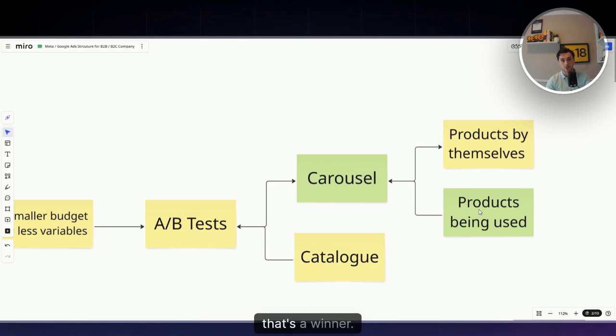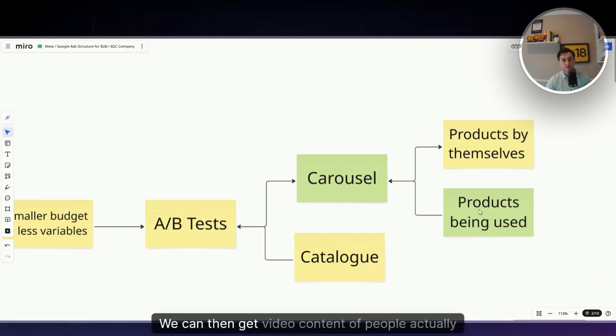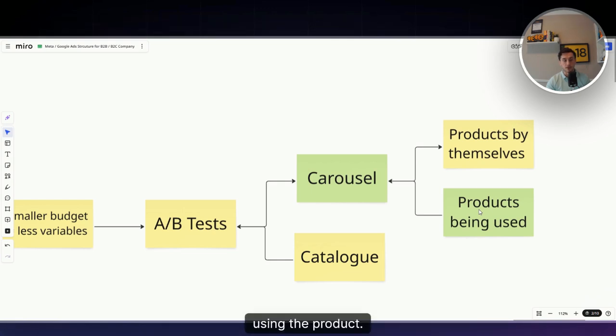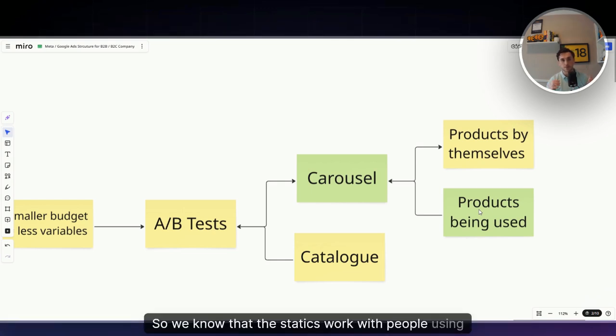We can start, okay, that's a winner, and you'll see the results in a minute that it's a winner. We can then get video content of people actually using the product. So we know that the statics work with people using the product, but now we can start expanding and creating video content of people using the product with different angles.